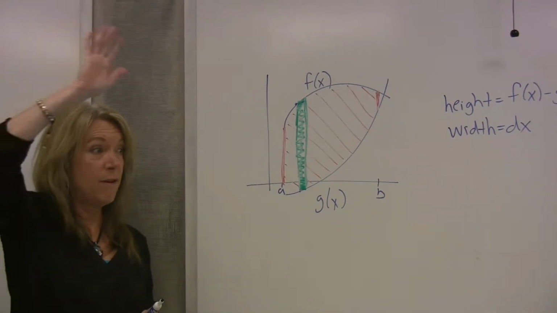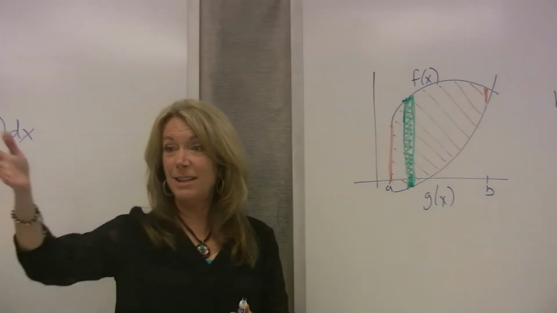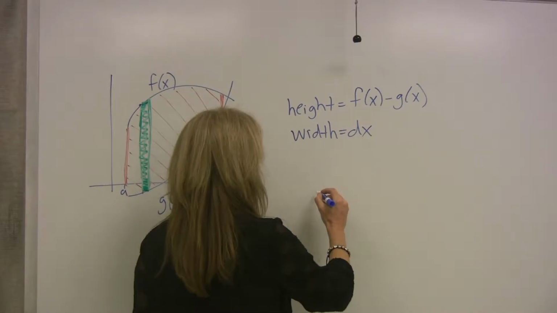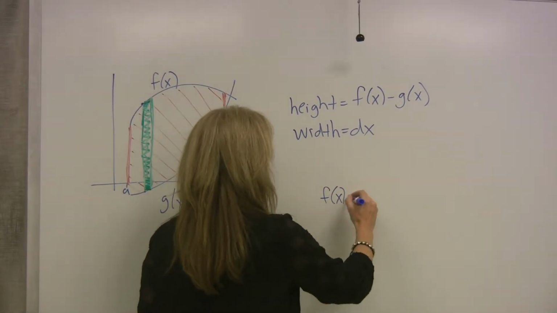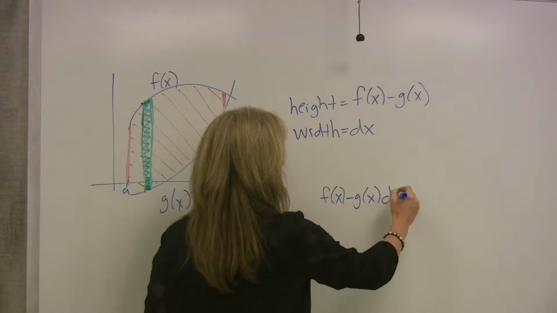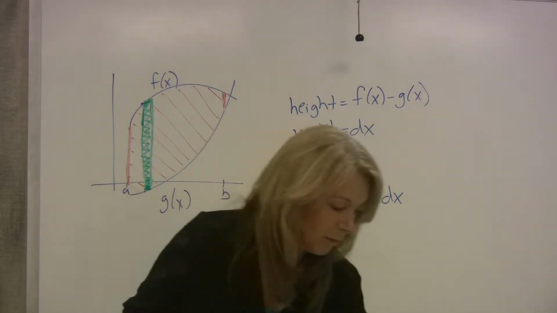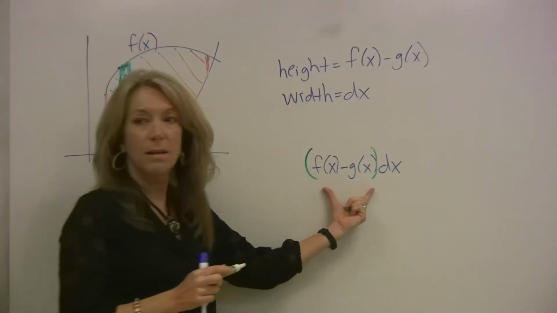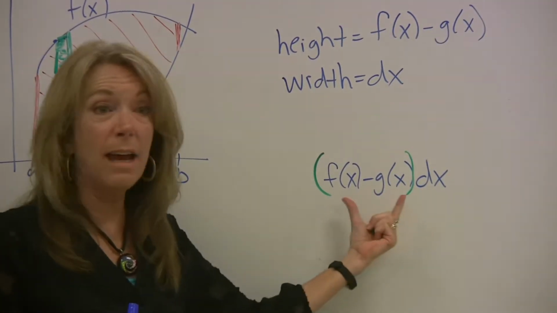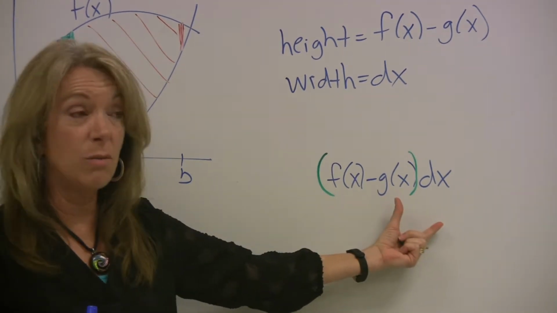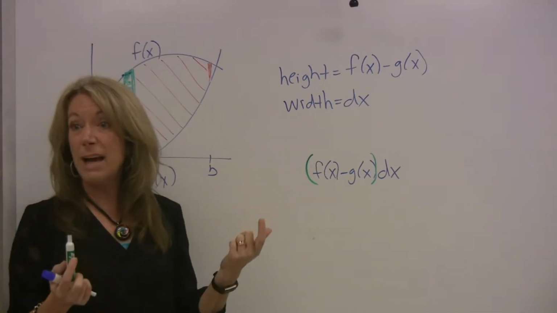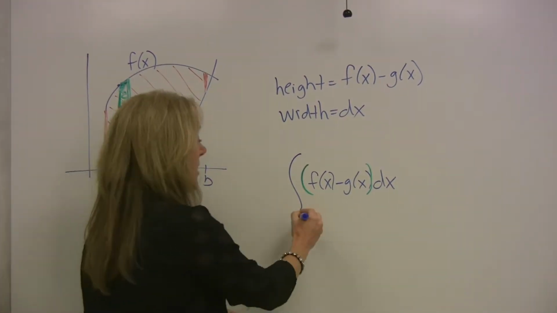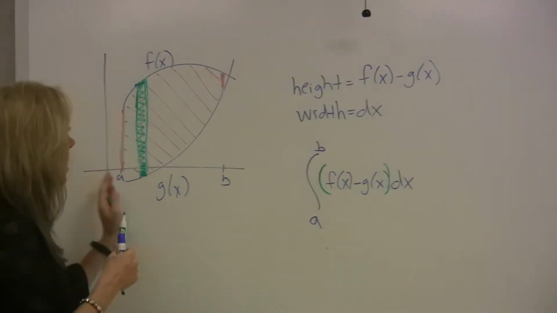Anybody? Any volunteer? Yes, ma'am? Area equals integral from a to b, f of x minus g of x dx. Okay, so we're doing two pieces, because I asked for just the rectangle first, but you're totally right. So this right here, the height times the width, that's the area of just the one rectangle that I drew. But because we're adding up an infinite number of them, we put the integral sign here that says, now add all of those, starting at a and stopping at b.